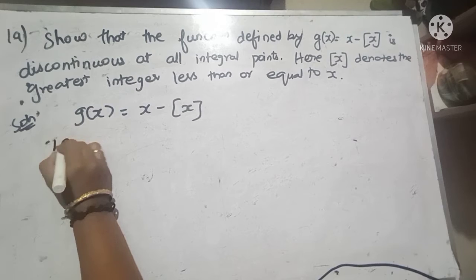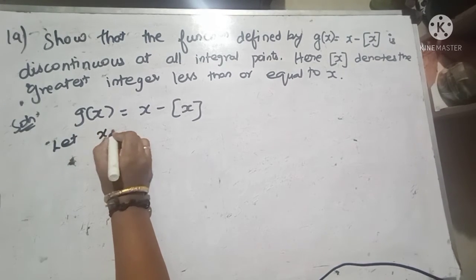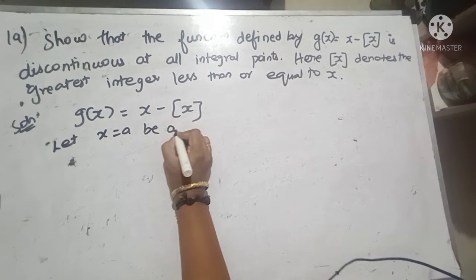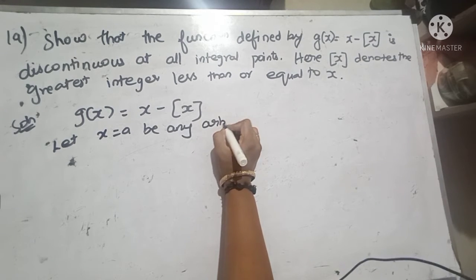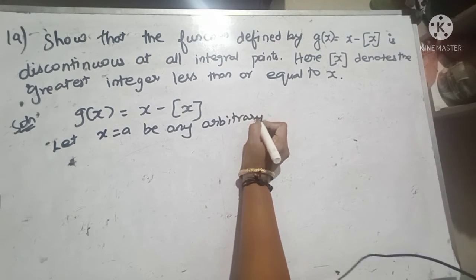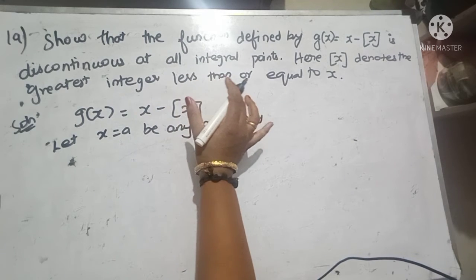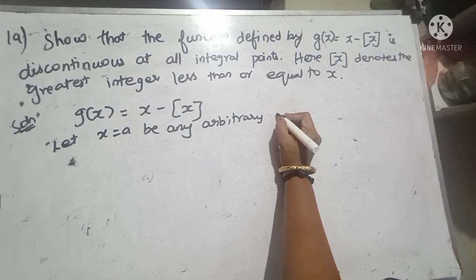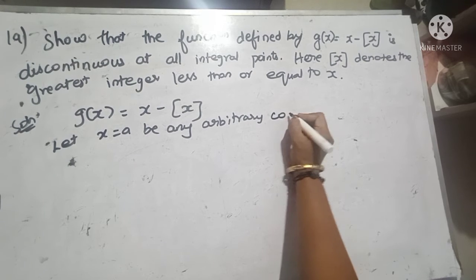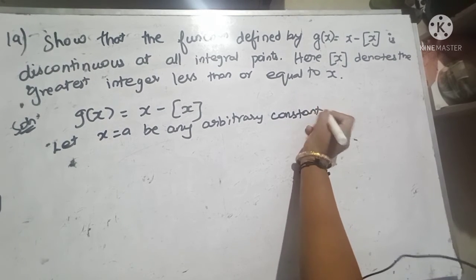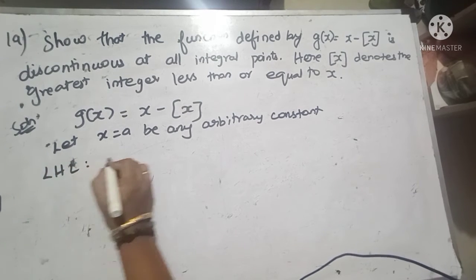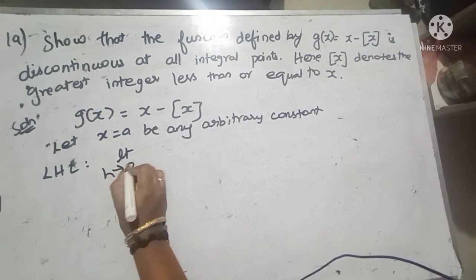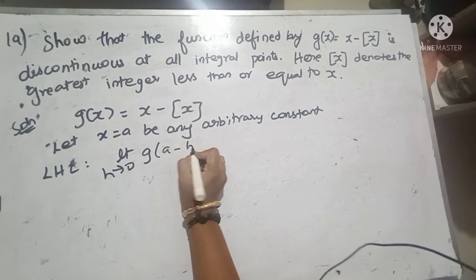So let us choose x is equal to a to be any arbitrary point, because here there is no particular point given. So let us choose x equal to a to be any arbitrary constant. So left hand limit, so what will be the left hand limit? Limit h tends to 0 g of a minus h.